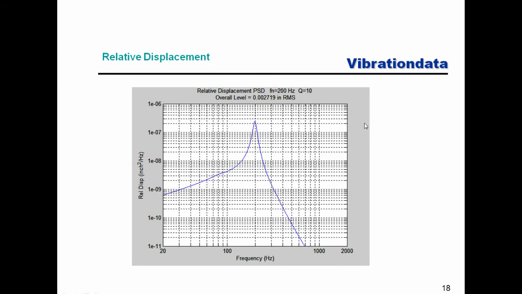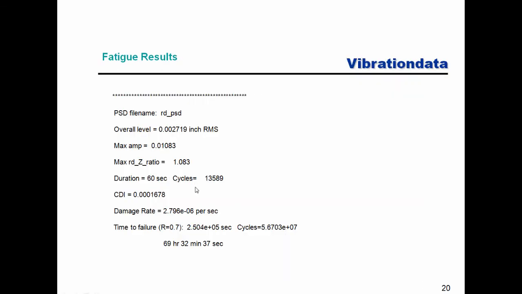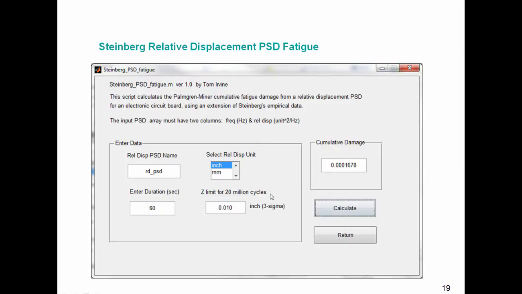Then we took a look at the relative displacement power spectral density curve. So this is relative displacement, inches squared per hertz, versus frequency in hertz. We get the resonant response at 200 hertz. Then we did this function here. We did the Steinberg relative displacement PSD fatigue calculation, and the input to that was the RD_PSD curve. That was our relative displacement PSD curve.